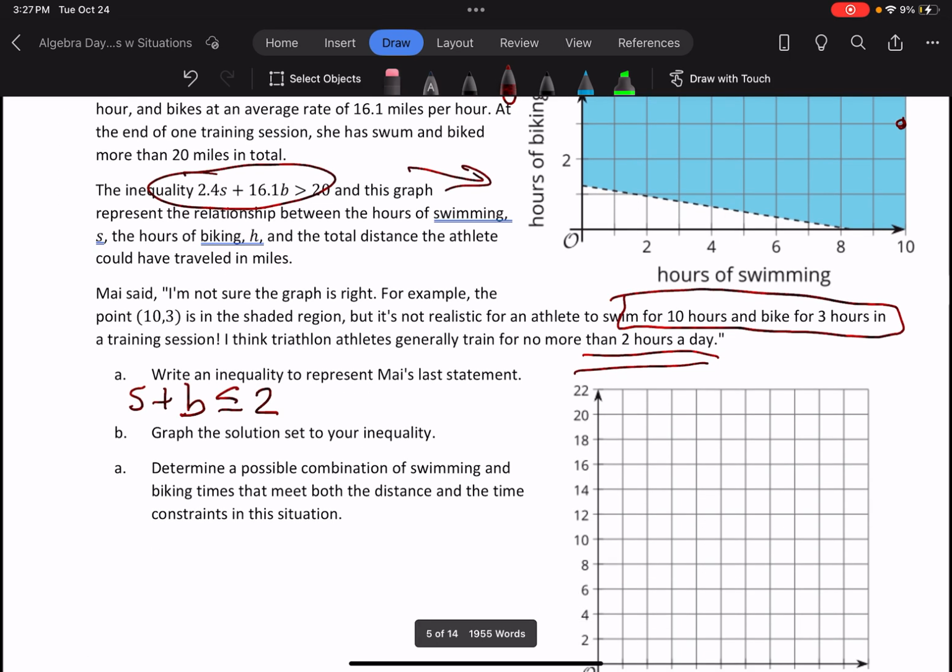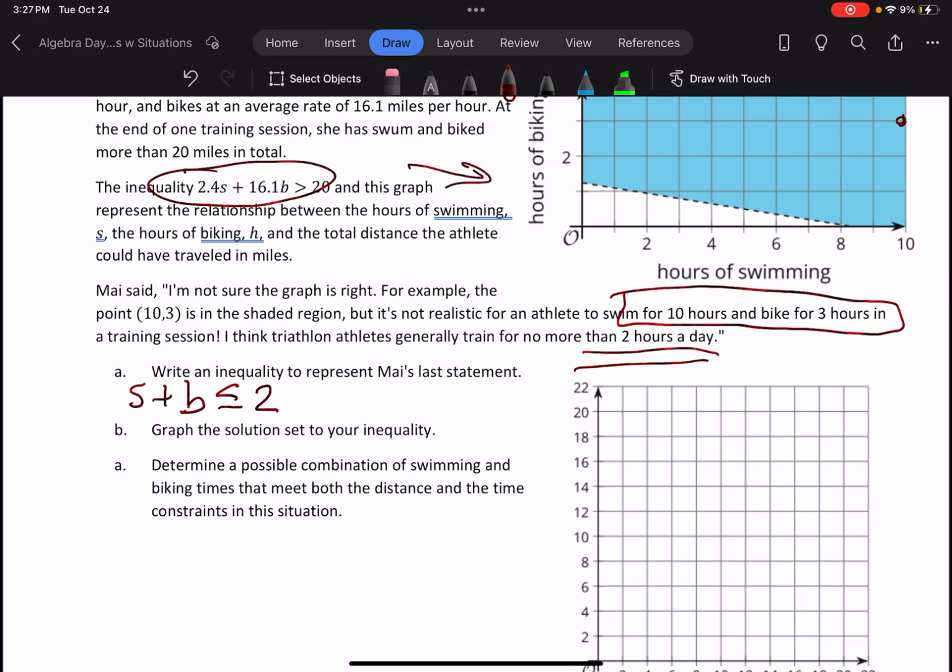So the amount of time swimming and the amount of time biking has to total to be less than or equal to 2 hours.